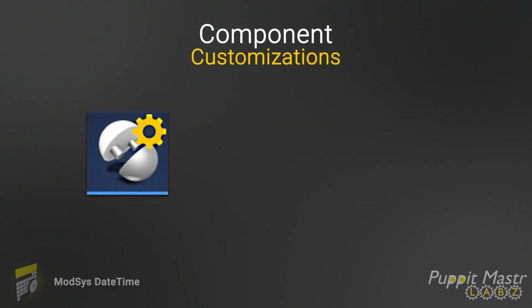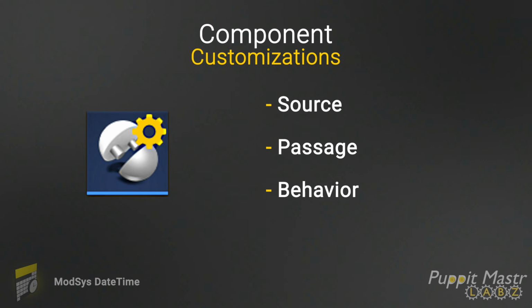Some of the customizations available for each instance of a component are the source, where the component gets its date and time from, which can be game, system, or even a custom source. The passage, whether or not time passes for that component. Or the behavior, how the component behaves and displays the data.